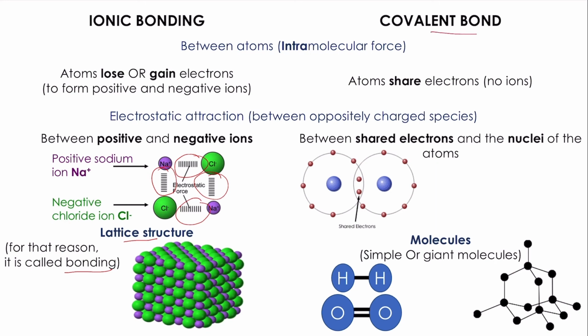Here in the covalent bonds, we have molecules. The molecules are formed because of the covalent bond. So you need to be careful. Never call an ionic compound an ionic molecule. This will be wrong.